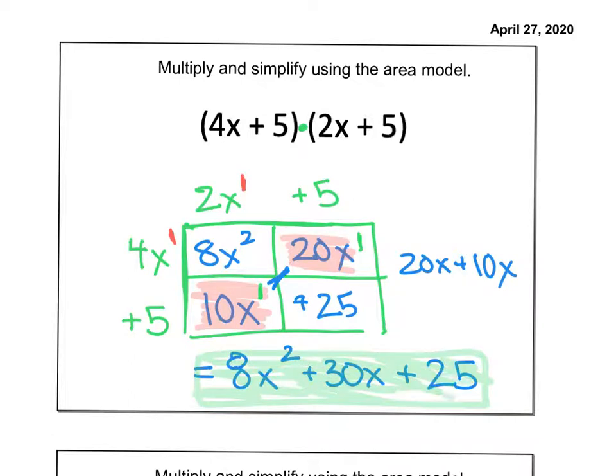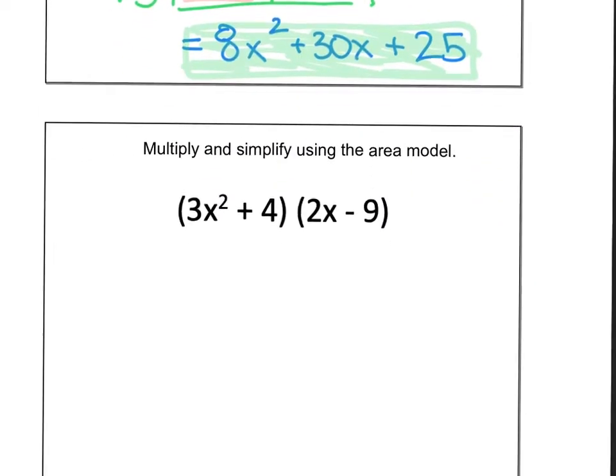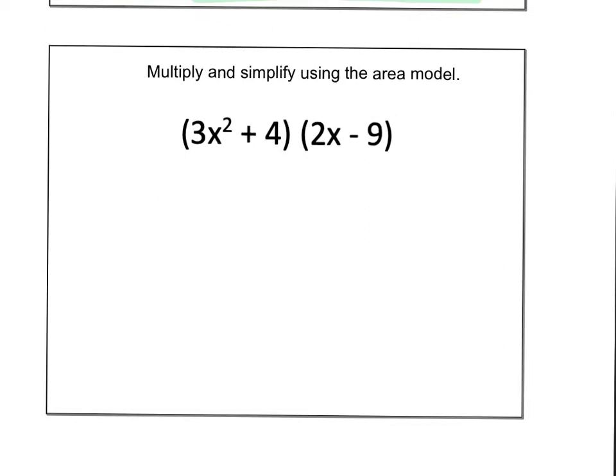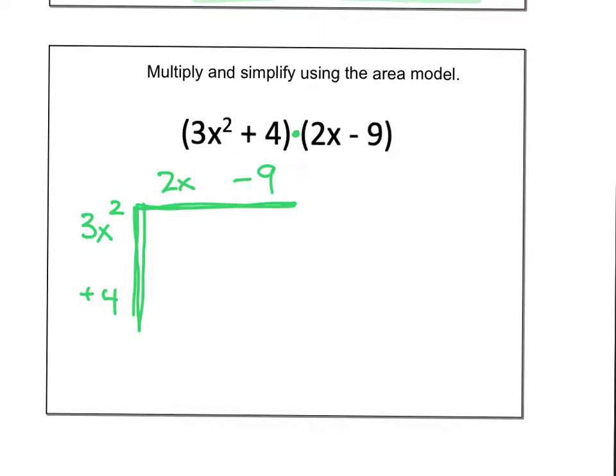Pause the video and get this all written down in your notes if you haven't done so yet. Two more examples. Again, multiply and simplify using the area model. I have some invisible math here. I know it's multiplication, so to use that area model, I'm going to start my box. The first polynomial is going to be rewritten down on the left, 3x and then a plus 4. The second polynomial will be written across the top, a 2x minus 9.